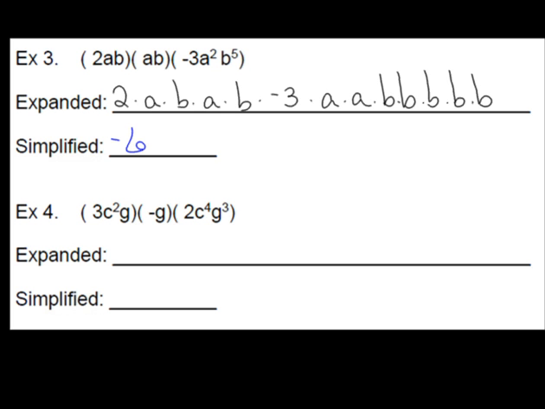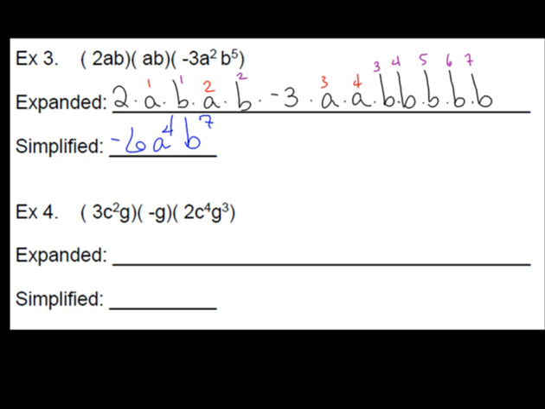I gather up my a's. I have 1, 2, 3, 4. I have 4 a's, so that is a to the 4th power. Gather up my b's. There's 1, 2, 3, 4, 5, 6, 7. 7 b's. So I now have b to the 7th power.